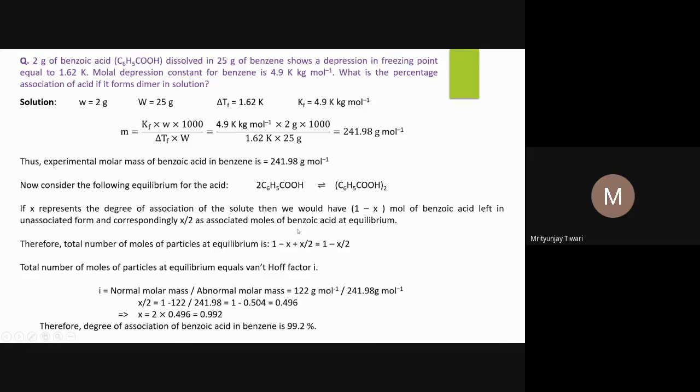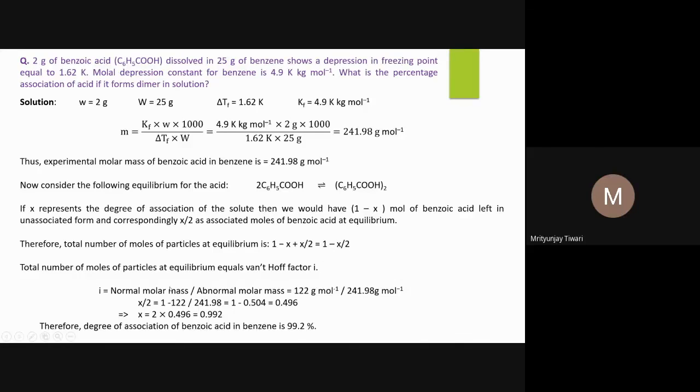Anyway, let us see what is given. If x represents the degree of association of the solute, then we would have 1 minus x mole of benzoic acid left, because x moles are involved in association, and x by 2 will be the number of associated benzoic acid molecules, the dimers, at equilibrium. Now the total number of particles will be the 1 minus x molecules left over plus the x by 2 dimeric particles. So the total number of particles is equal to 1 minus x plus x by 2, that is, 1 minus x by 2.